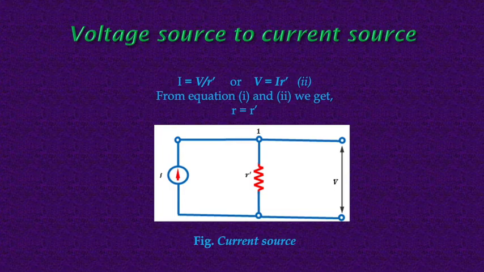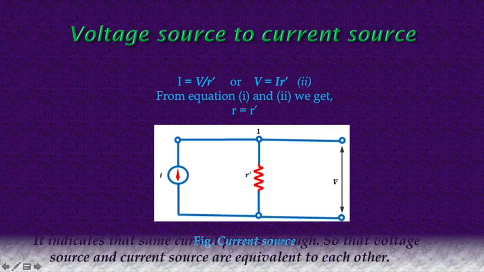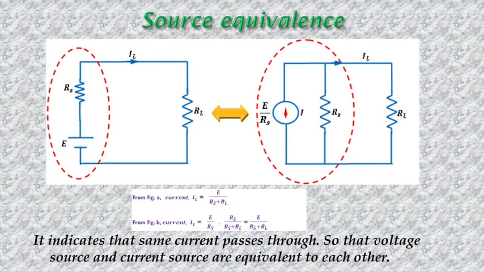So the open circuit voltage of both sources is V and the short circuit current of both sources is I. The same resistance is connected in series in the voltage source and in parallel in the current source. So these two circuits can be considered equivalent. Now any voltage source as in the figure can be converted to a current source as in the figure.